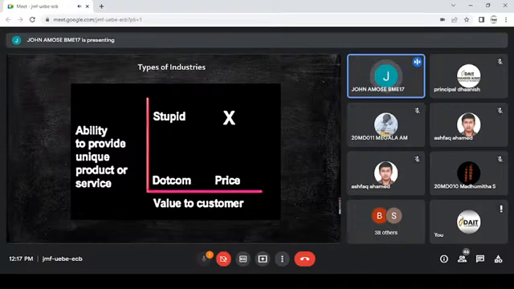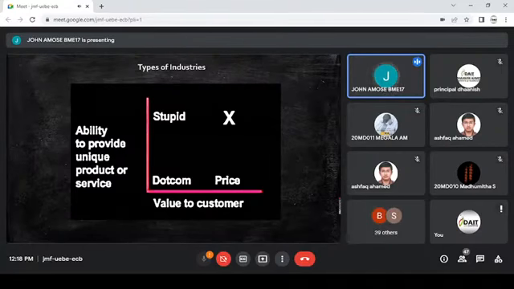A particular product can be of good value to the customer if the value is high. I mean, on the x-axis, right? If it is higher, it means the value is high. If it is towards zero, it means the value is low to the customer. On the y-axis, you have the ability to provide a unique product or service.